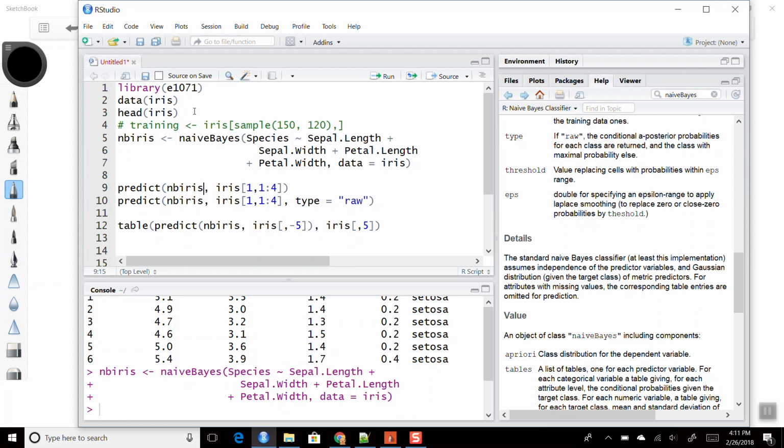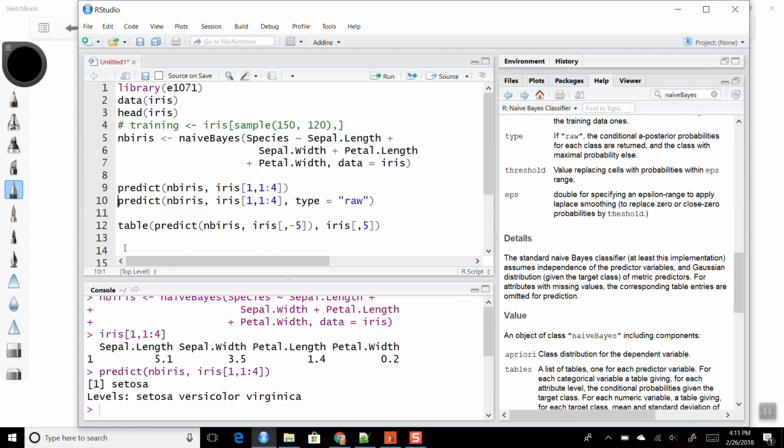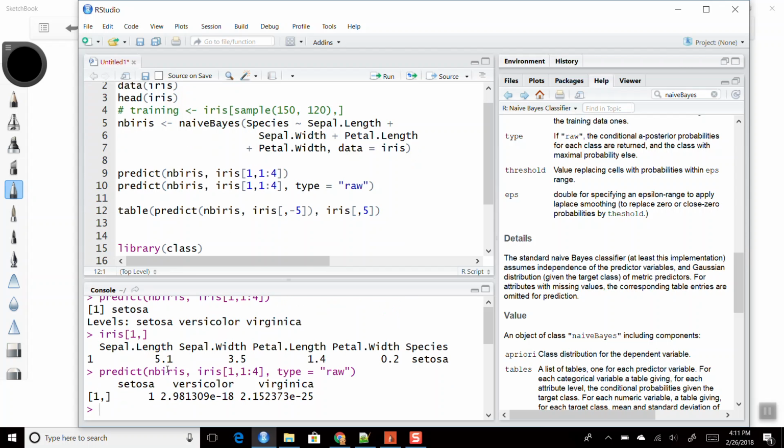Anyway, we could do this, but I didn't. We're just going to ask it to make a prediction based on these four measurements: what do you predict? So we say predict using this model that we've already trained using naive Bayes, and it says I'm going to predict setosa, which is the case because if I look at the first one in iris, its true species is setosa. If I do a prediction where type is raw, then it will give you the vector of values that add up to 1.